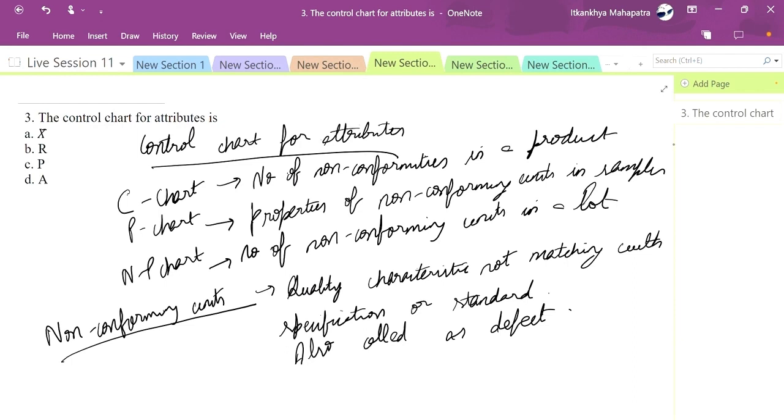Now, according to the question, the control chart for attributes is X chart, X bar, R bar, P chart, or A chart. The correct option is P chart. Now, X bar and R chart are quality control charts for the variables. This is the control chart for the attributes. These are variables. Okay.